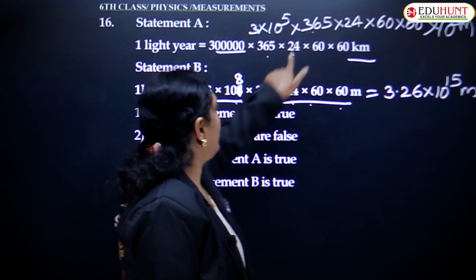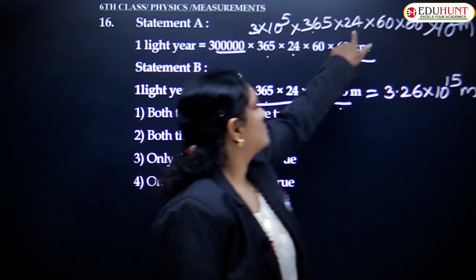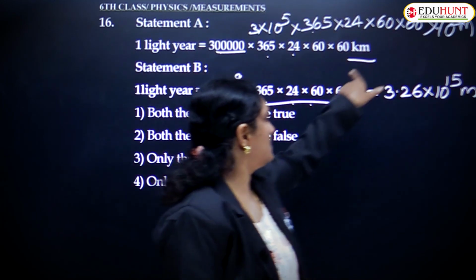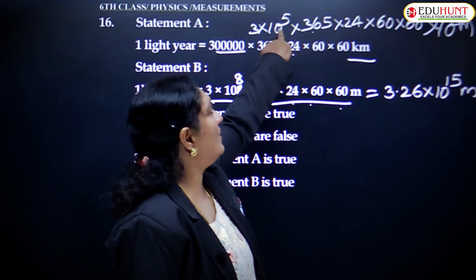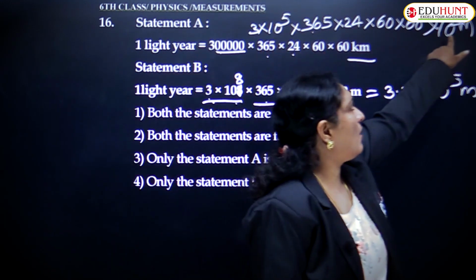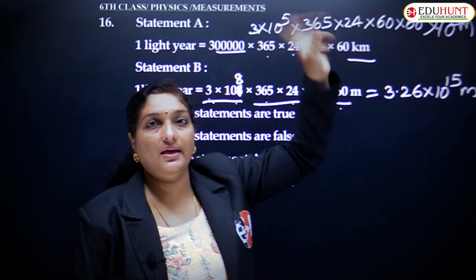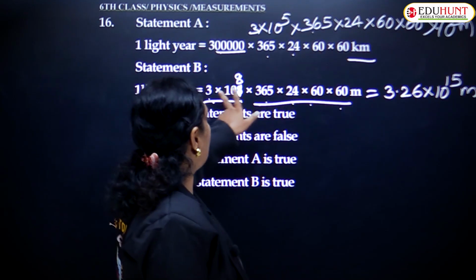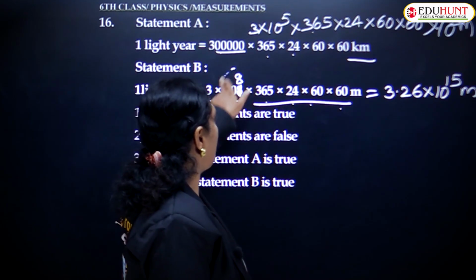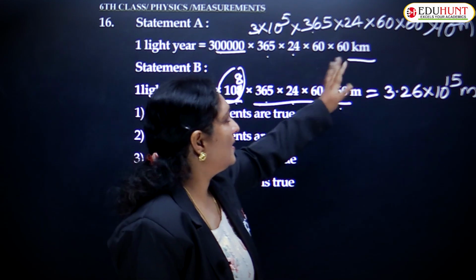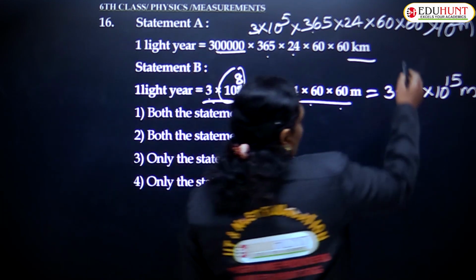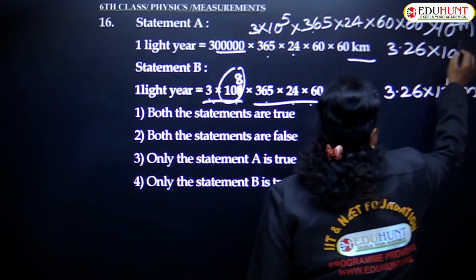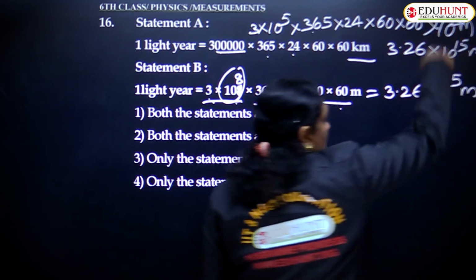So now this 3, similar. This 365, 365, clear? 24, 24, 60, 60, 60, 60. 10 power, how much power? 5. 10 power, how much power? 3. 5 and 3 add up. 5 plus 3, how much? 8. 10 power 8. All are same. So, again if you multiply the same, you will also get the value as 3.26 into 10 power 15 meters. So, same value.